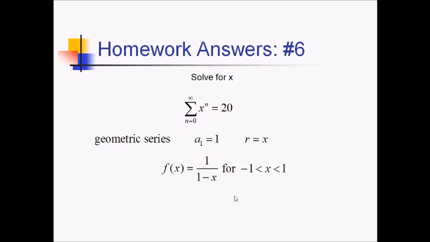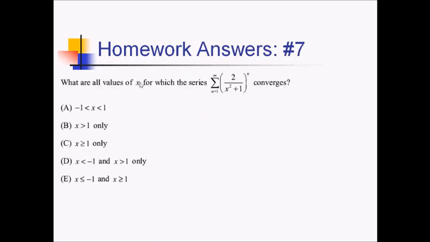All right, so let's hope for the best and set this equal to 20. Multiplying by 1 minus x, I've got 20 minus 20x equals 1. And then if I subtract 20, that's negative 19. Divide by negative 20, we have x equals 19 twentieths. 19 twentieths is between negative 1 and 1. So that means that this is a good answer. It actually falls in the interval of convergence, and we've solved the problem.